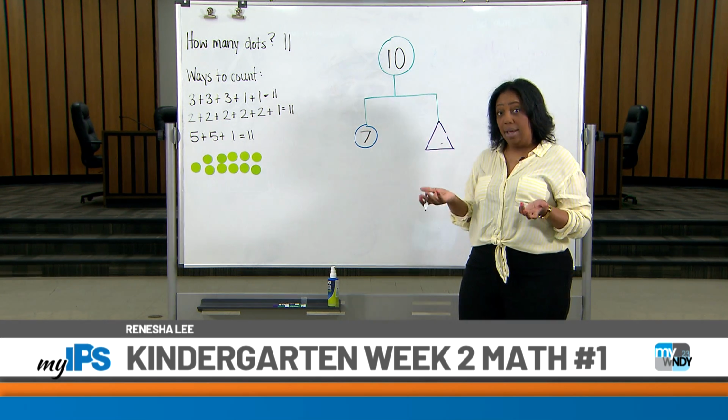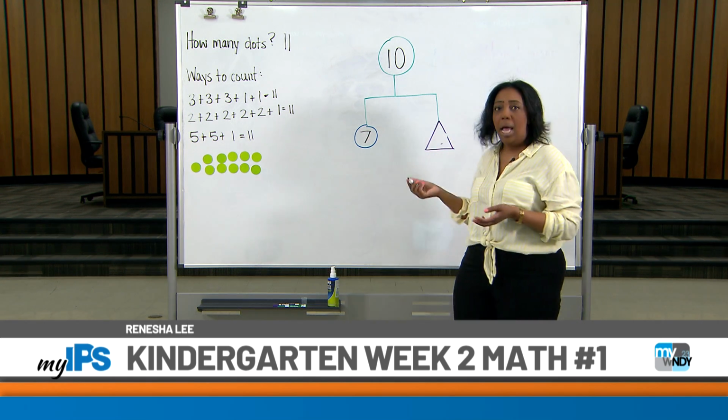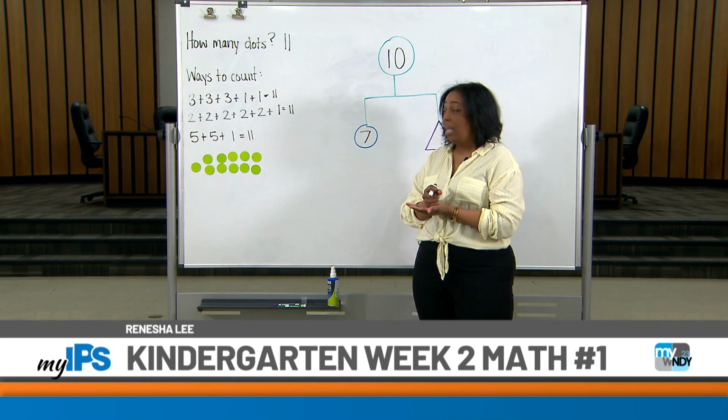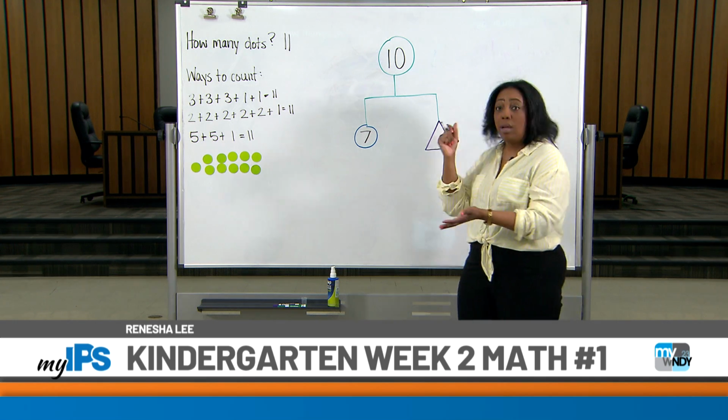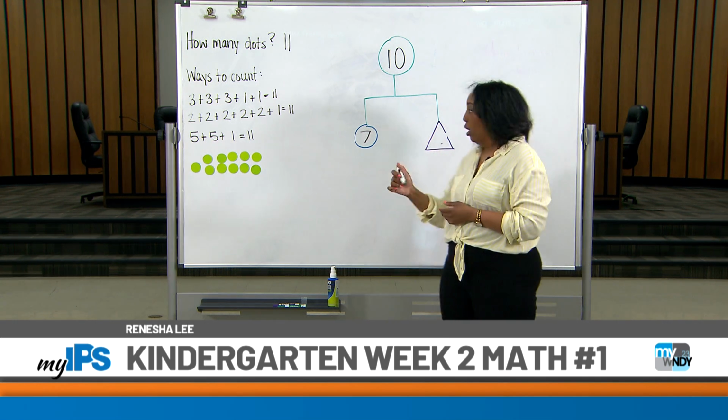And I like to count up. So if I'm trying to find a missing number, I'm going to pound my fist with 7, and I'm going to count up to find this missing number. So I'm going to go 7, 8, 9, 10. That would be 3.